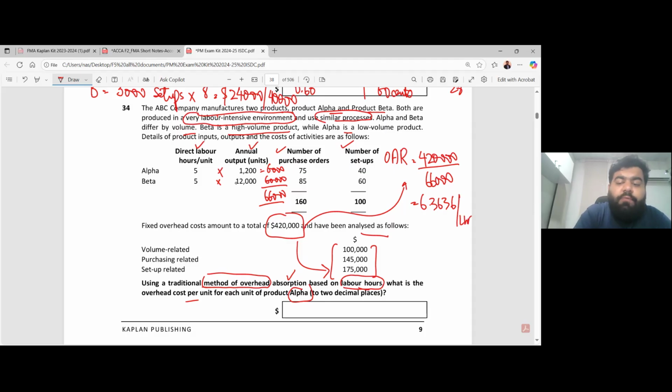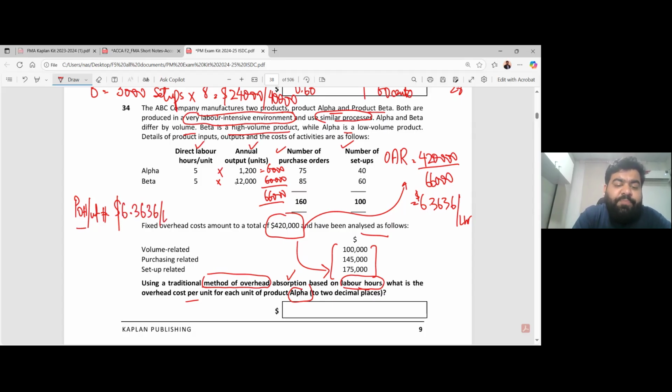Now we know that 6.3636 per labor hour means that for every labor hour, this amount of dollars of overheads will be incurred. Right now, we will calculate production overhead per unit directly. For ABC, first we calculate the total absorbed overheads, then at last we divide by units. But in the case of absorption costing, you don't need to calculate the total overheads being absorbed and then divide by units. Just directly calculate.